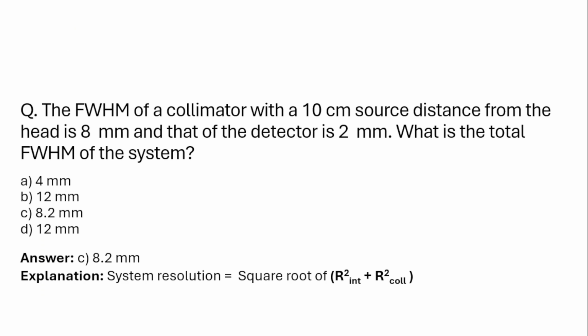In this question we are given the FWHM of a collimator from the head as 8 mm and from the detector as 2 mm. If we want to calculate the total FWHM of the system, we will square each, add them and take the square root. So we'll get the total FWHM of the collimator, which for this question will come out to be 8.2 millimeters.